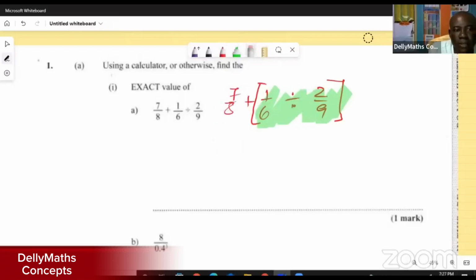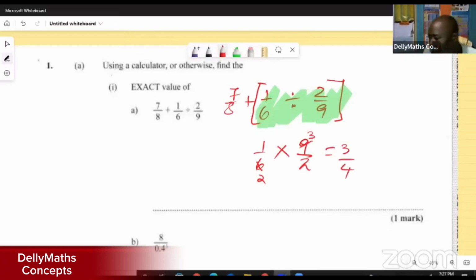The division says 1/6 divided by 2/9, but when we divide, we actually multiply. So when you multiply, you reciprocate the fraction that comes after. So we have 9 over 2. Here we can cancel 3 into the 6 2 times and 3 into the 9 3 times. So what we have is 1 times 3, which is 3, and 2 times 2, that is actually 4. So in the final analysis, what we have now is 7 over 8 plus 3/4.